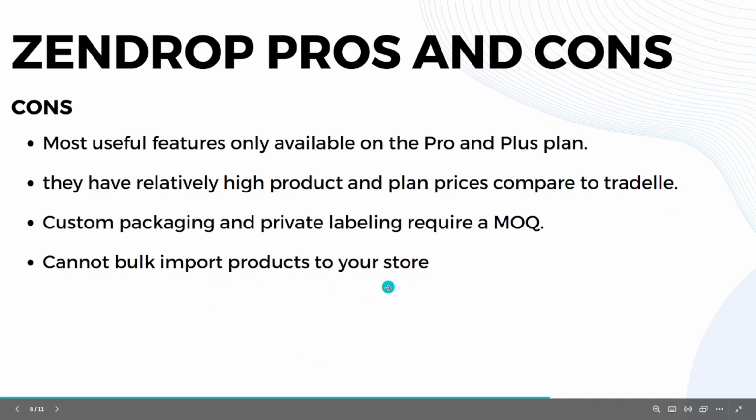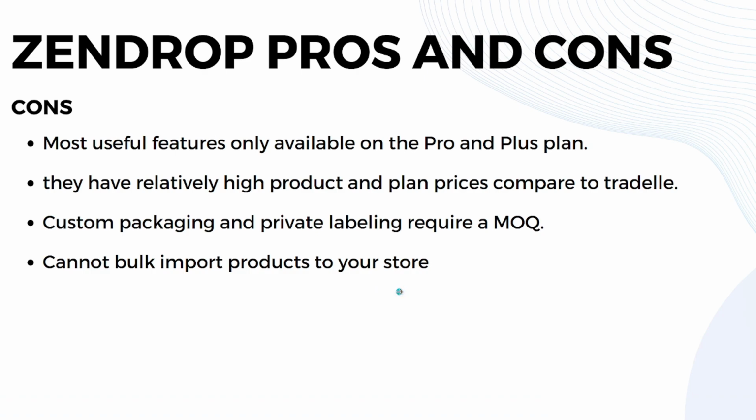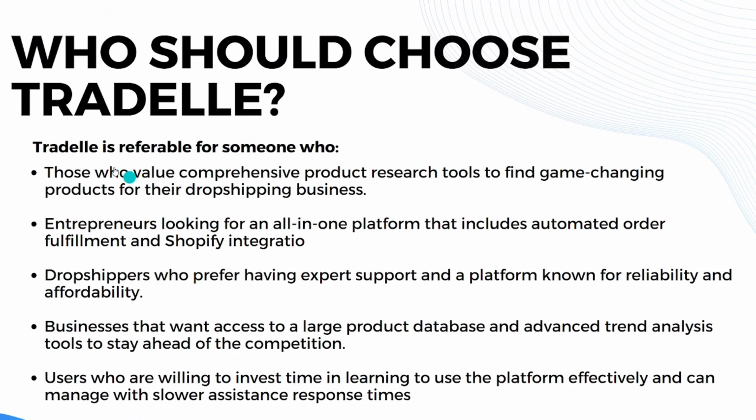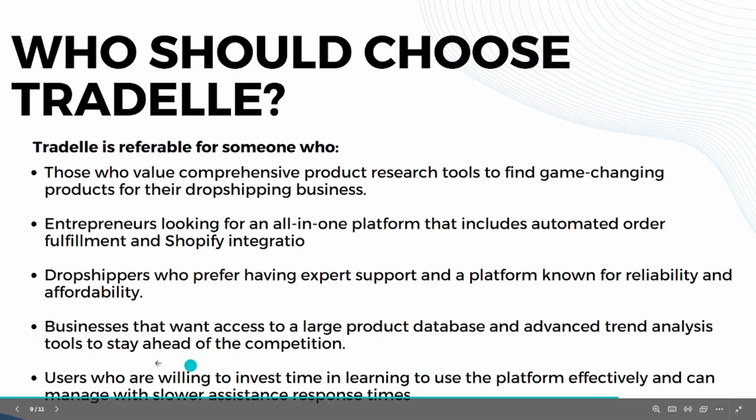Now let's discuss which platform fits best for you, and let's start by discussing who should choose Tradle. As you can see, Tradle is preferable for those who value comprehensive product research tools to find game-changing products for their dropshipping businesses. Perfect for entrepreneurs looking for an all-in-one platform that includes automated order fulfillment and Shopify integration. Perfect for dropshippers who prefer expert support and a platform known for reliability and affordability.